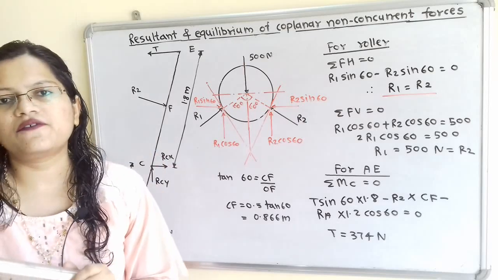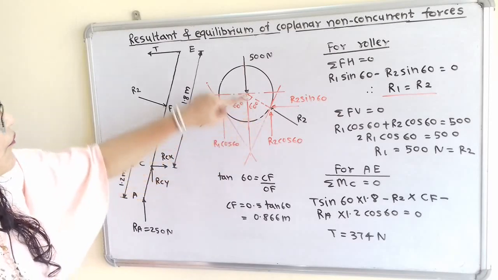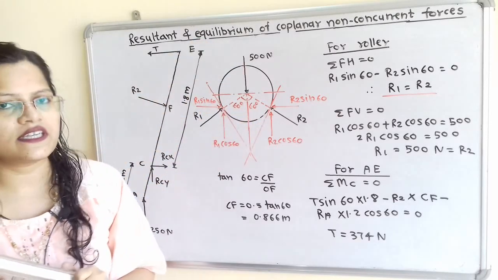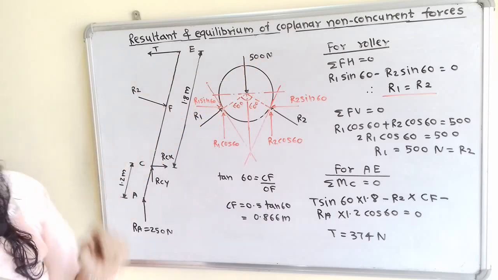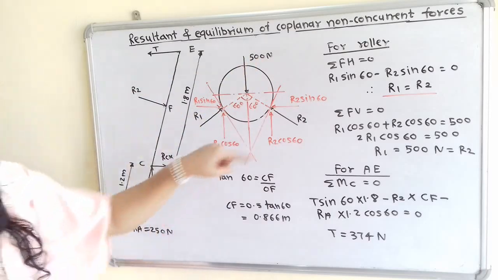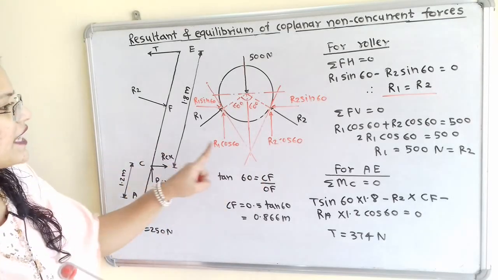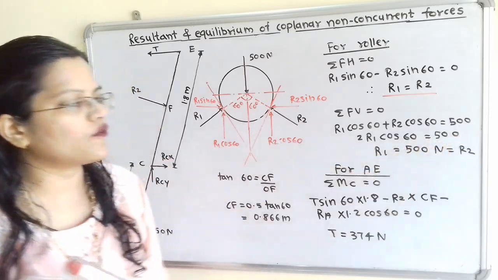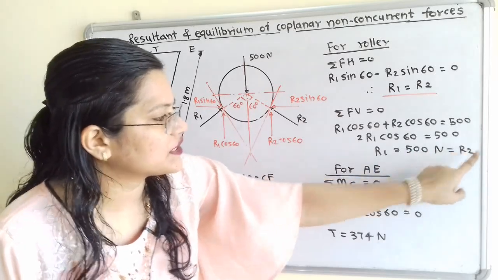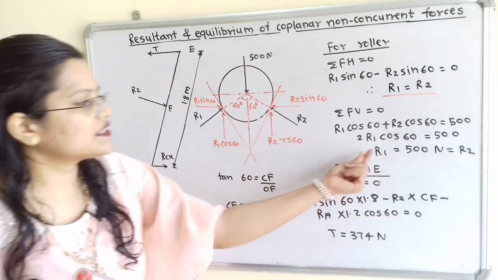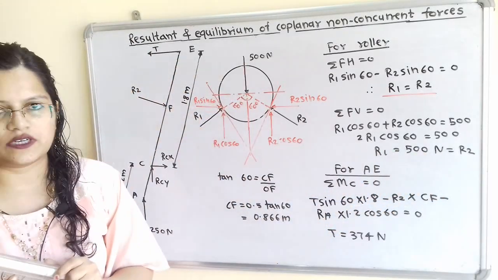Summation of all vertical forces is equal to 0. So from diagram, if we observe, these two are in upward direction and this 500 Newton is in downward direction. So we can say that R1 cos 60 plus R2 cos 60 is equal to 500 Newton. But we know that R1 is equal to R2. So instead of this R2, we can place R1. So we can say that 2 R1 cos of 60 is equal to 500, and therefore R1 is equal to 500 Newton, and which is equal to R2. So this is the value of R1 and R2 we get from the equilibrium of the roller.